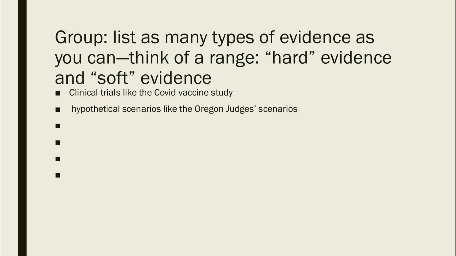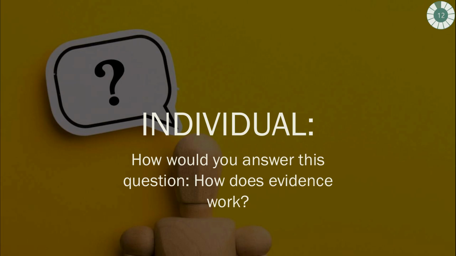And then here's a second slide. I must have put two slides in here, but here's another one, hard and soft evidence, just going back to their list again, trying to think of more. This time we've got clinical trials like the COVID vaccine study, we've got hypothetical scenarios like the Oregon judges scenarios, and so on and so forth. So they're getting a range of evidence, and they get to think about a lot of different kinds of evidence here. And then back to this.